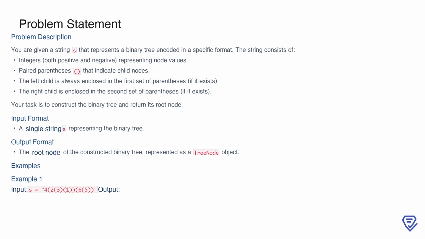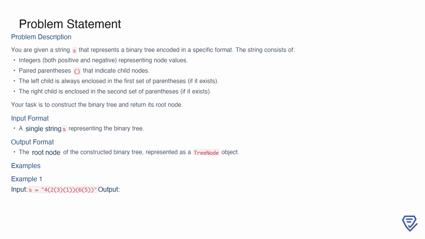In this problem, you're given a string S that represents a binary tree, encoded in a specific way. The string includes integers, which can be positive or negative, to represent the values of the nodes. It also uses parentheses to define the structure of the tree. The first set of parentheses defines the left child of a node, if it exists, and the second set defines the right child, if it exists. Your goal is to reconstruct the binary tree from this string and return the root node of the tree.